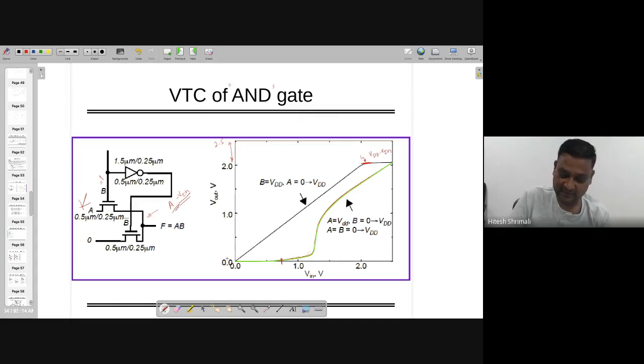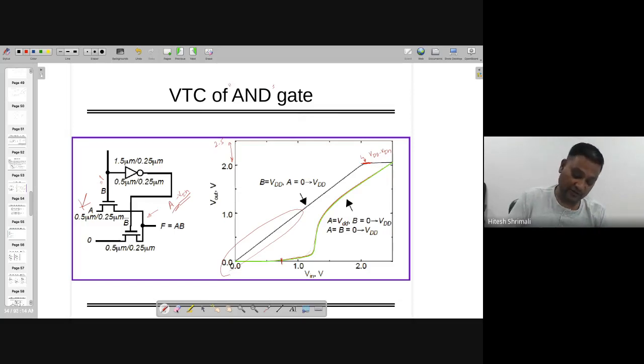So on the lower side it will transfer a strong logic 0. As it goes to the high side, it cannot transfer the whole logic, but it will be reduced by VTN.